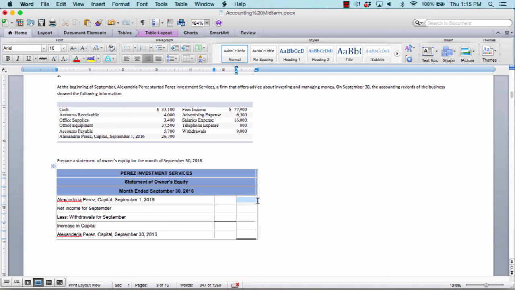Okay? Then you come up with the net income for the month of September. What is net income? You're not going to find it here. You're going to have to determine that. Remember that net income is your revenue minus your expenses. And if you have a positive number when you take that subtraction, it'll be net income. But if it's a negative value, you know you're not making money, so it's net loss.